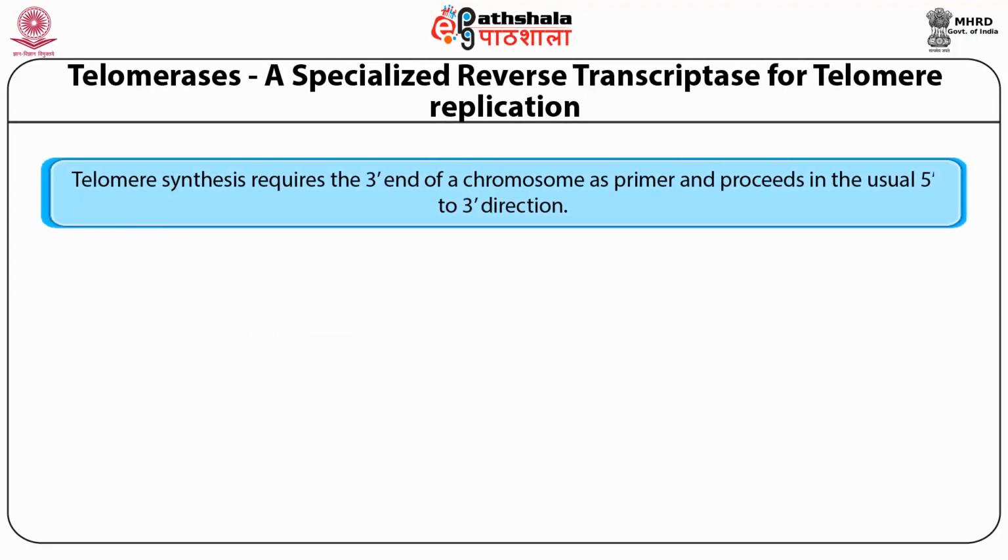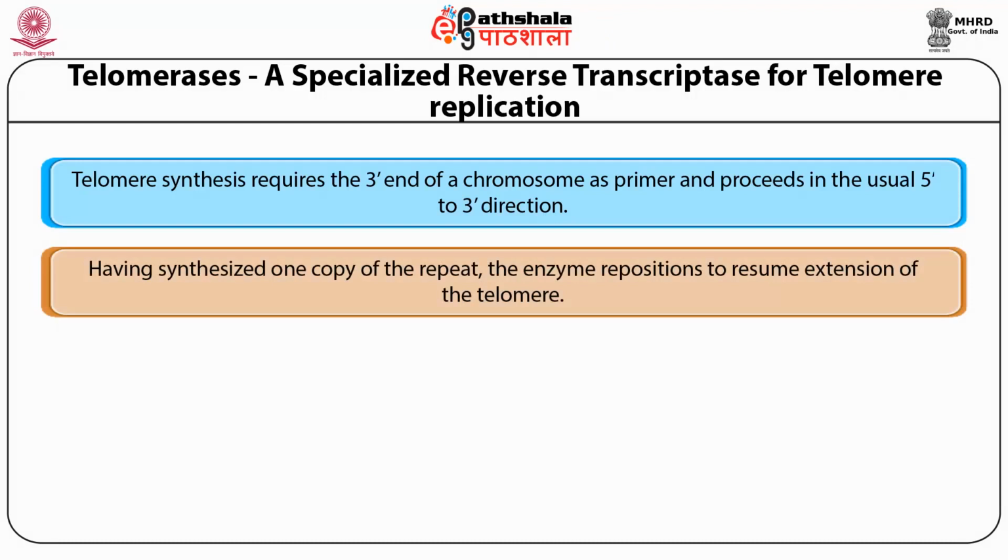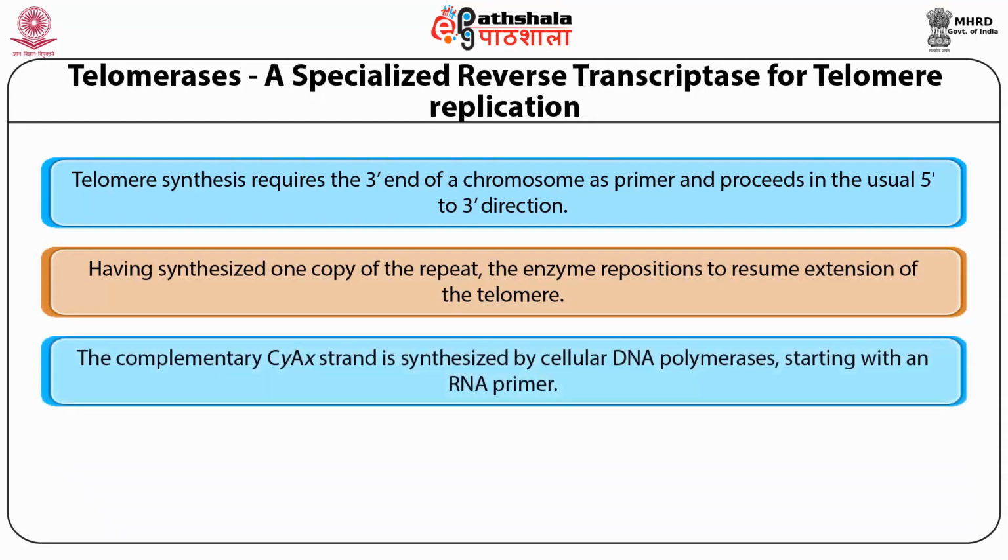Telomere synthesis requires the 3' end of a chromosome as a primer and proceeds in the usual 5' to 3' direction. Having synthesized one copy of the repeat, the enzyme repositions to resume extension of the telomere. The complementary CA strand is synthesized by cellular DNA polymerases, starting with an RNA primer.